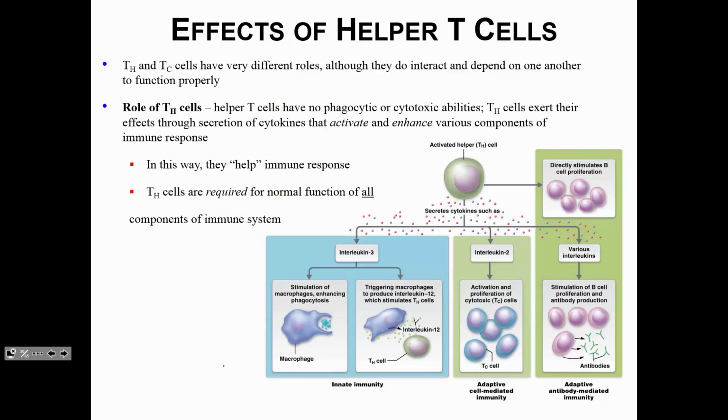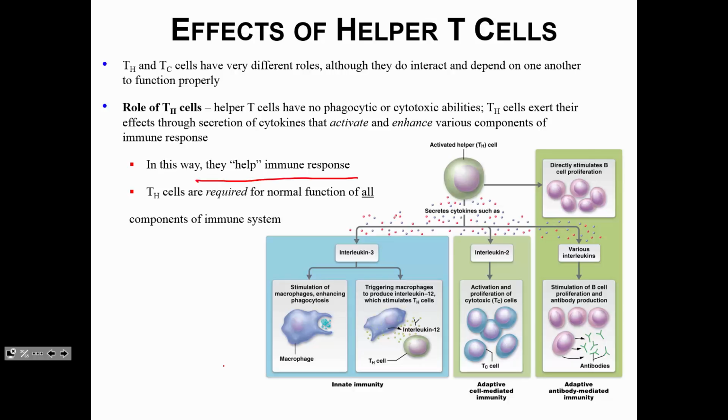Now, what happens with helper T cells? Because that was kind of general, all T cells. Let's talk about what happens with the helper T cells. The helper T cells and our cytotoxic T cells have very different roles. They do interact and help each other, but they do have different roles. The helper T cells have no phagocytic ability. They have no cytotoxic ability. They basically exert their effects by secreting cytokines that activate and enhance the other components of the immune system. This is how they help the immune system.